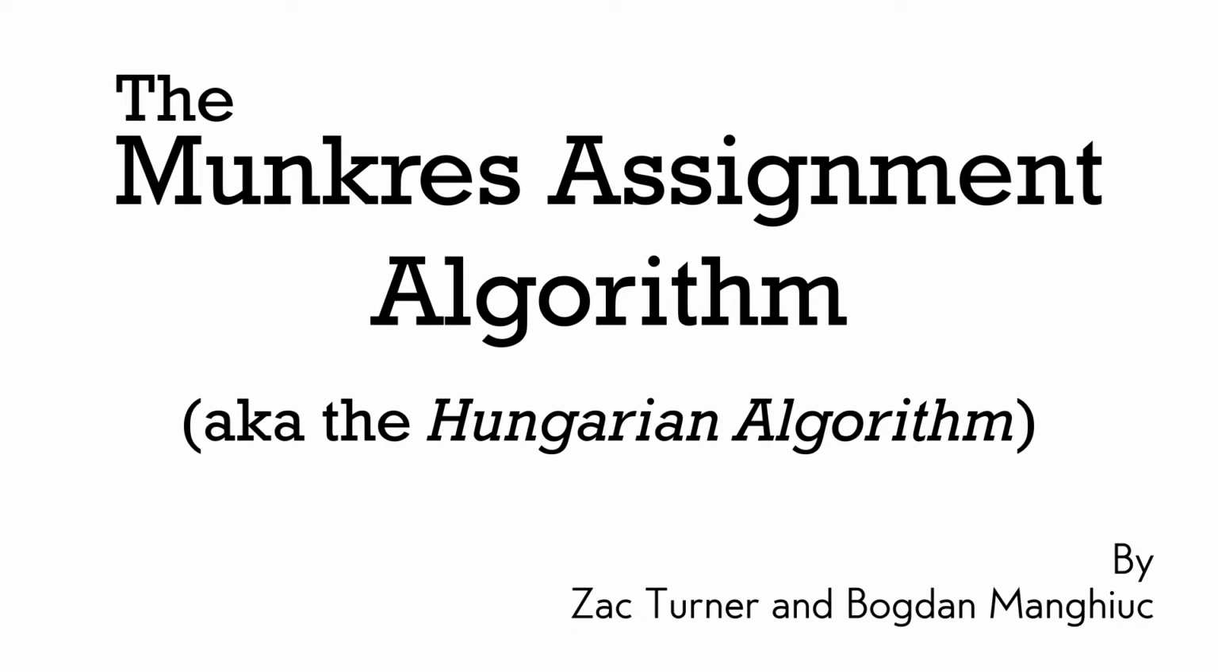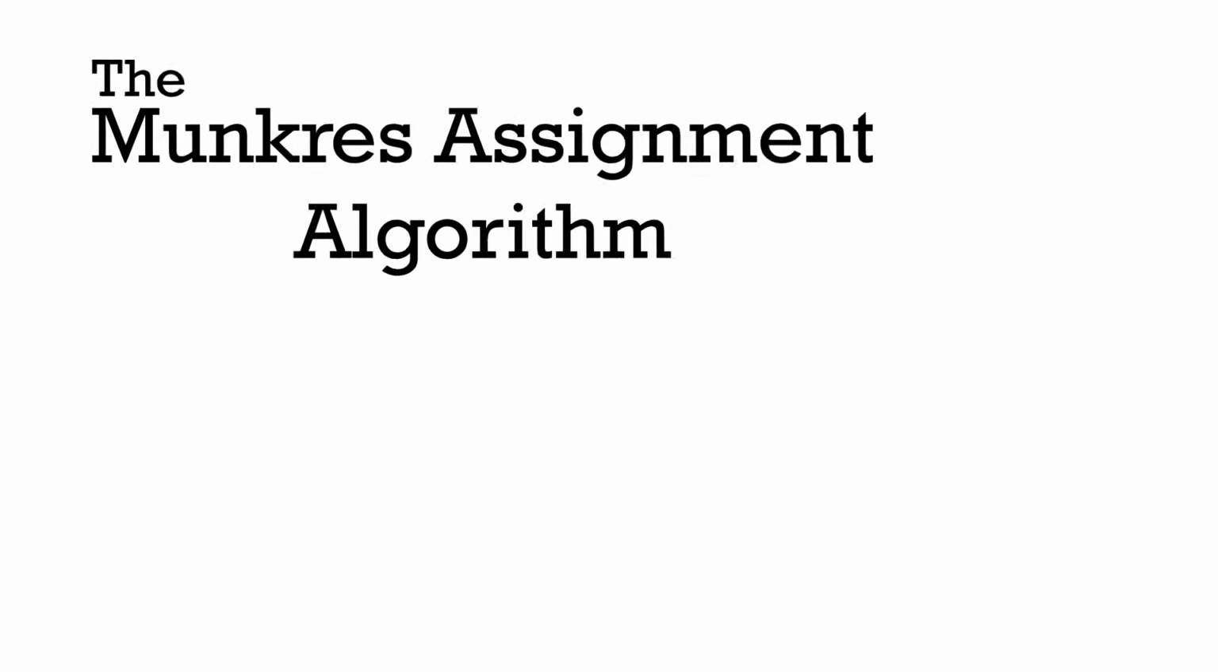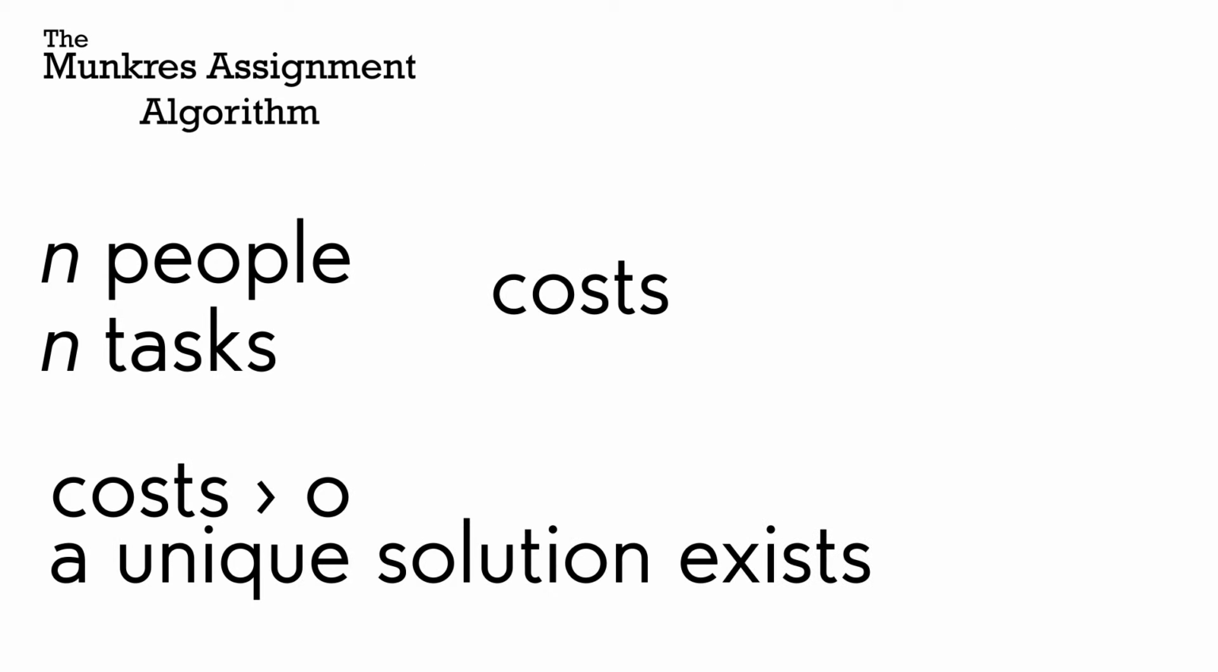Hi everybody. Today we're going to be looking at the Munkres Assignment Algorithm, also known as the Hungarian Algorithm. The basic idea for this algorithm is simple. We're given n people and n tasks, and a cost for each person to do each task. We want to assign each person to their own task one-to-one so that we minimize the total cost. We assume that all costs are positive real numbers and that the problem has a unique solution. If those are both true, then we can use this algorithm to find that solution.